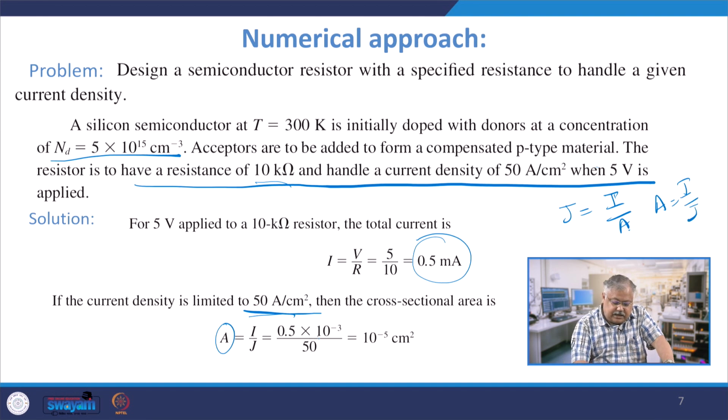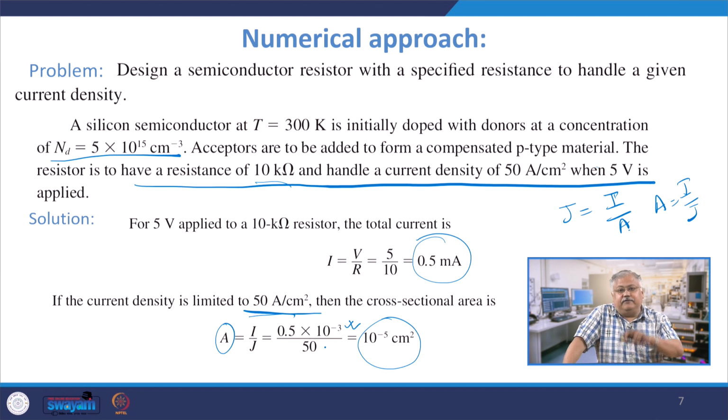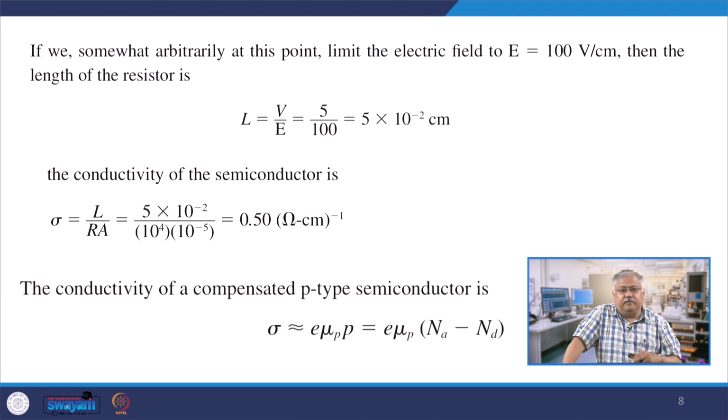So, current by J, where this is my current, which is 0.5 milliampere. I know my J is limited by the user as 50, and therefore the area is less than 10 to the power minus 5 centimeter square. If I have anything less than this area, my current density will shoot up. Anything more than that, the current density will be lower.